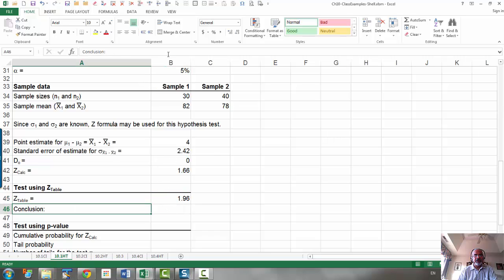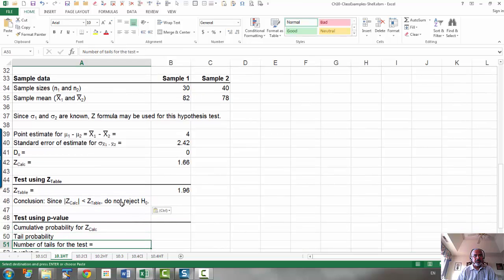So here, the absolute value of z calc is not greater, it is less than the z table value, so we say do not reject H sub 0. Now we need to make the subscripts and so on, so let's do that now. Okay, so we cannot reject because of this.